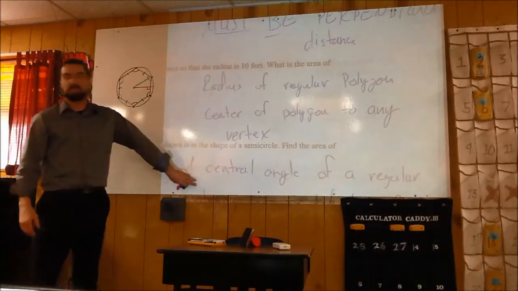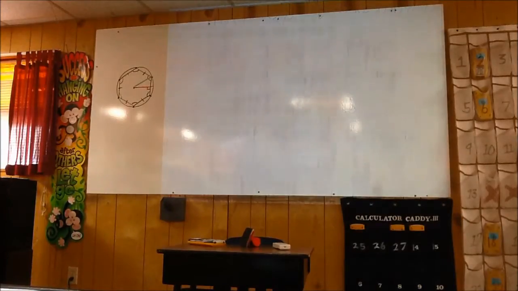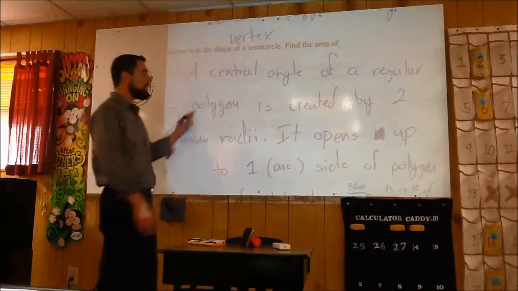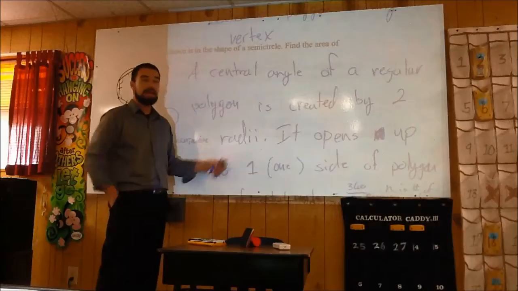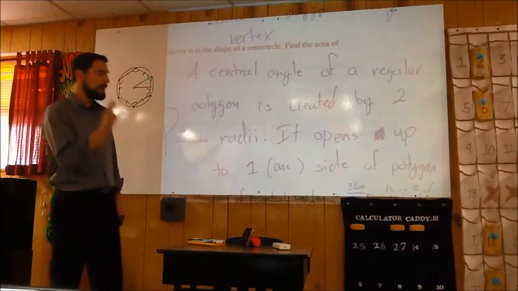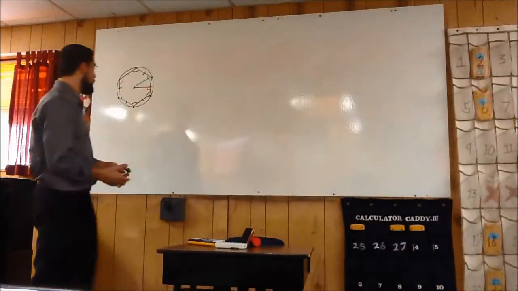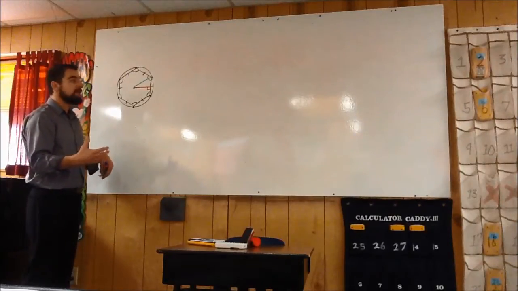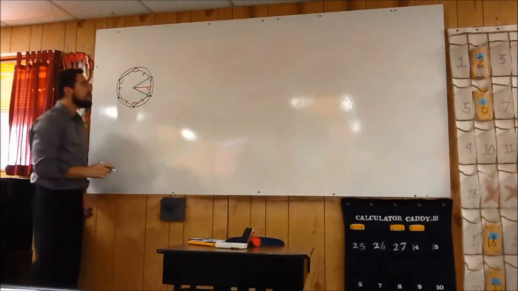Then we talked about this central angle of a regular polygon that's created by 2 consecutive radii. Very important, consecutive radii. And it's going to open up to one side of that polygon. The reason this is so important is that this is the very first step of us finding the area of these regular polygons: we've got to focus on this central angle.